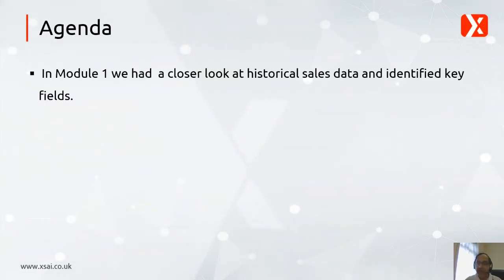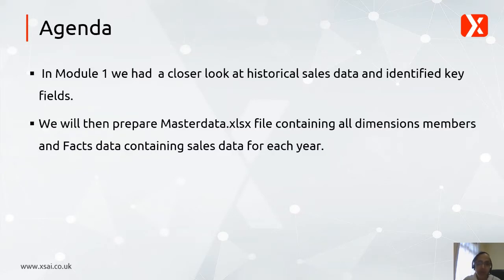Okay, so what is the agenda for module 2? In the previous module we had looked at the historical sales data and identified key data fields which will be of interest to us as part of the scope we defined in the introduction video. In this module, we'll create two types of Excel sheets. One containing the master data, which will contain the dimension related information, and another will contain the facts. So the fact is all sales related information.